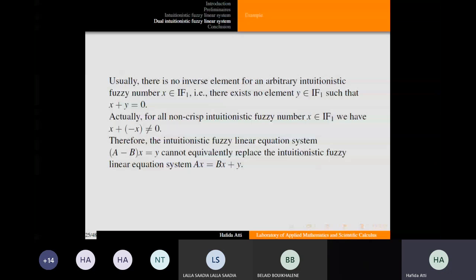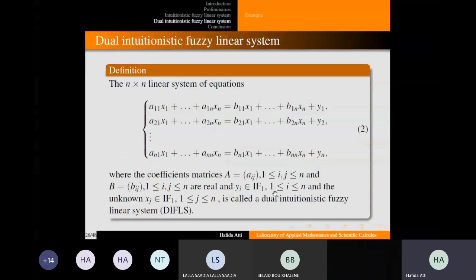Usually, there is no inverse for an intuitionistic fuzzy number. Therefore, the intuitionistic fuzzy linear system AX equal to BX plus Y cannot be replaced by the intuitionistic fuzzy linear system (A minus B) X equal to Y. So we define the dual intuitionistic fuzzy linear system as follows.